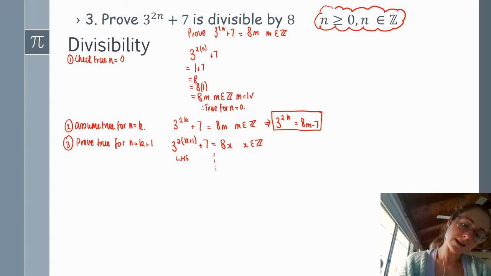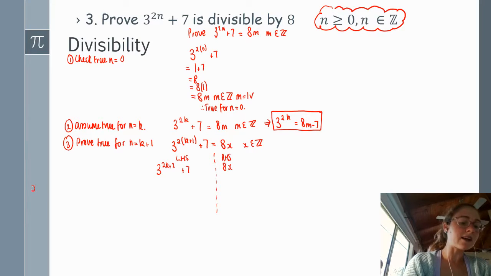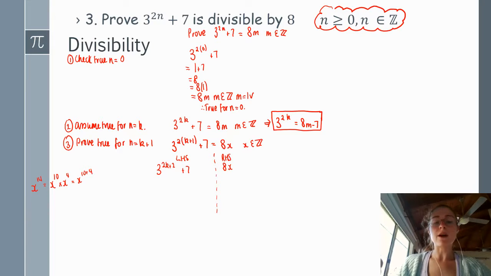Okay, let's prove. We have our left-hand side and we have our right-hand side. So left-hand side, I'm just going to write it again, but this time expand the brackets. So 2k plus 2 plus 7. The right-hand side is still just 8x. We're going to prove that they're the same, or in the same form. So remember that if you had, say, x to the power of 14, you could write this as x to the power of 10 times x to the power of 4, or x to the power of 10 plus 4.